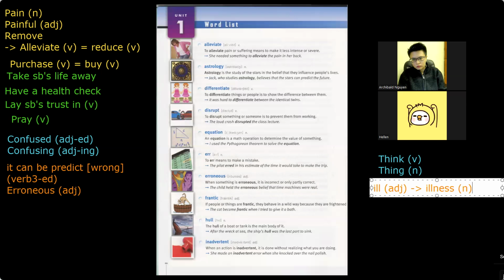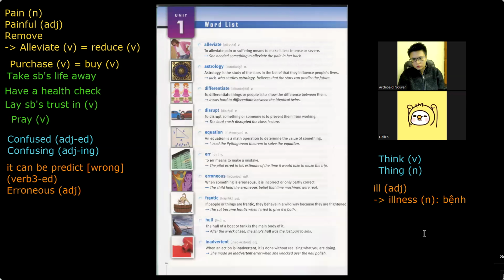That is the name of a disease. If people use the word illness to talk about what kind of illness does she suffer from? What kind of illness does he put up with?